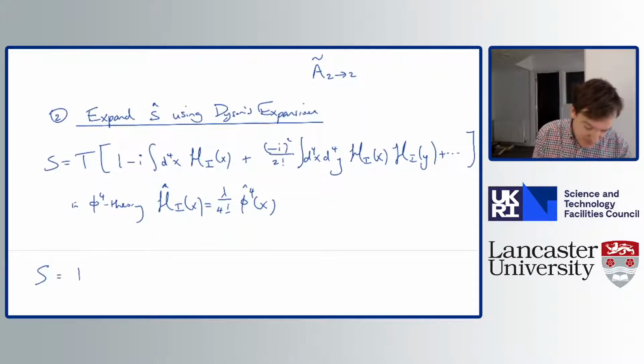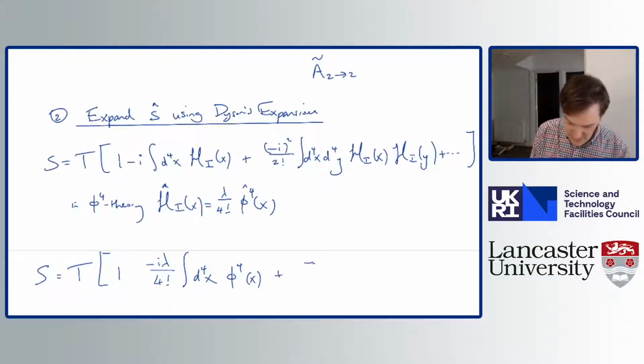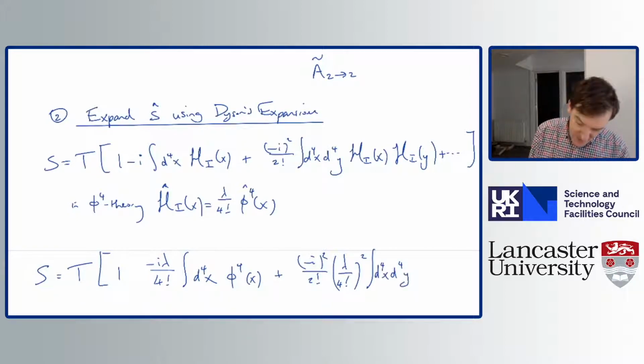For this phi to the 4 theory, we're going to simply have 1 minus i lambda over 4 factorial, integral d4x, phi to the 4 of x. We get the squared term. So we'll have lambda over 4 factorial squared, phi to the 4 of x, phi to the 4 of y.